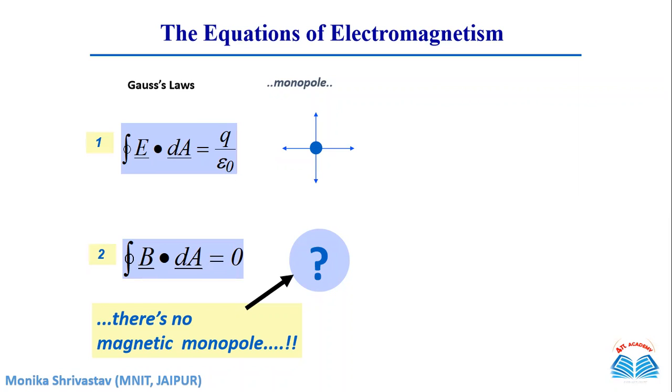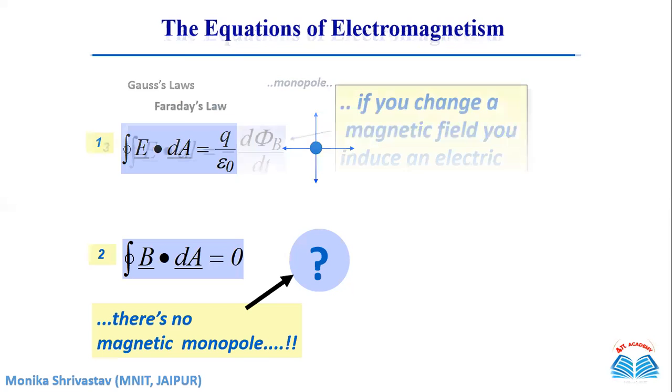No monopole is present, only dipoles. That is why the representation of a single static charge is non-imaginary in a magnetic field, and that is why the closed integral of B dot dA is always equal to 0. So these are the two forms of Gauss's laws.